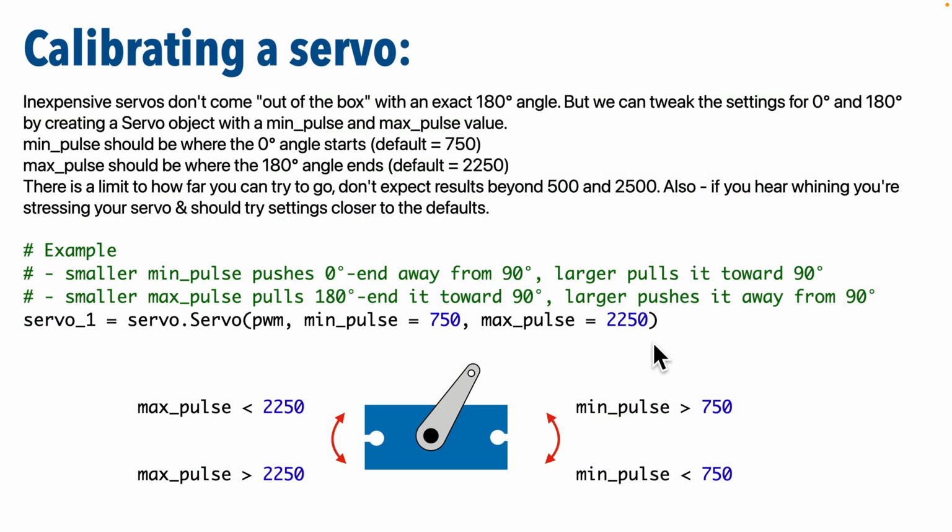So on this slide here, I'm showing you that if we increase max_pulse, we push the horn lower, and we can also set it to less than 2250, and that'll pull the horn up. And similarly with min_pulse, if we decrease the value lower than 750, we push the horn lower. If we increase its value, we pull it up higher. So let's try to tweak these values.